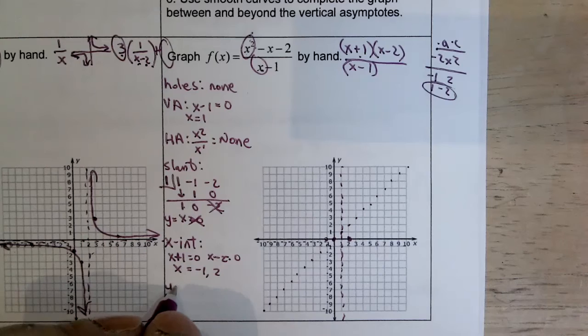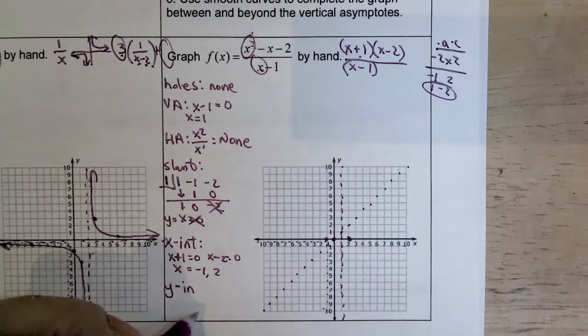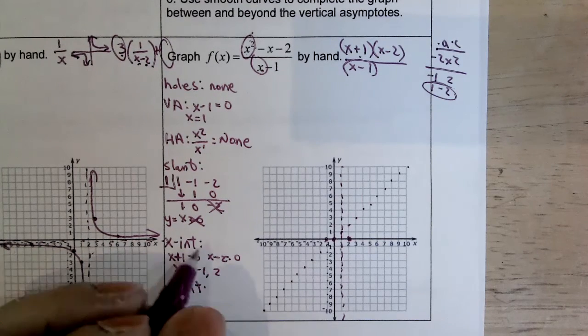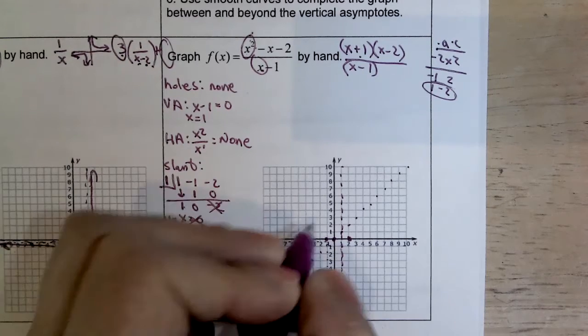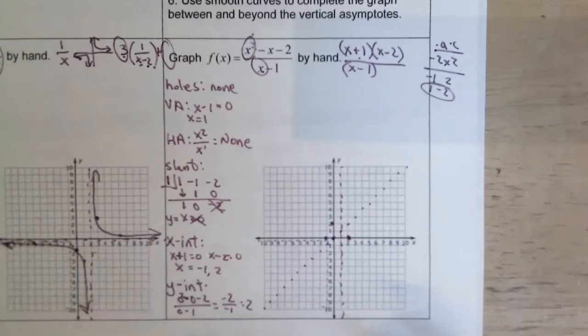And let's go ahead and find our y-intercept. Okay, so our y-intercept, we're going to set x equal to 0 and solve. So that's going to be 0 squared minus 0 minus 2 over 0 minus 1. So that's -2 over -1, which is +2. Okay, so that's going to be right there.